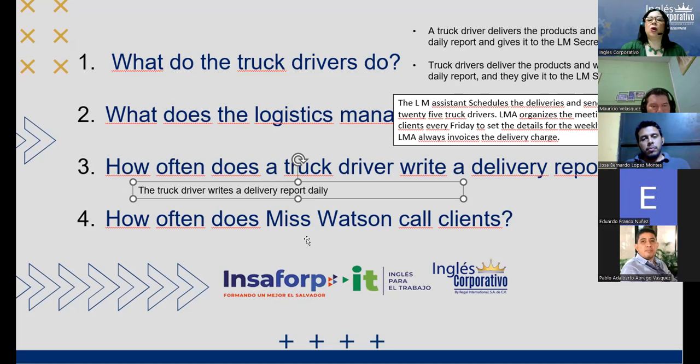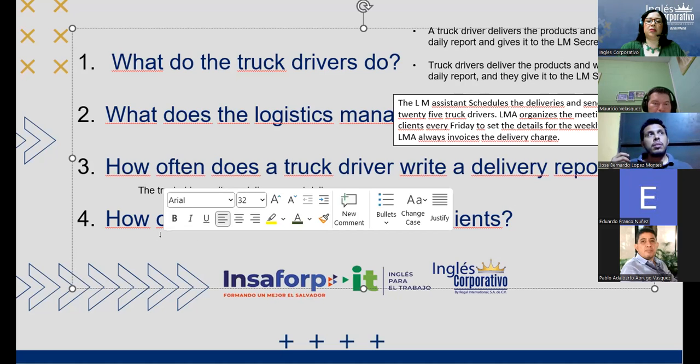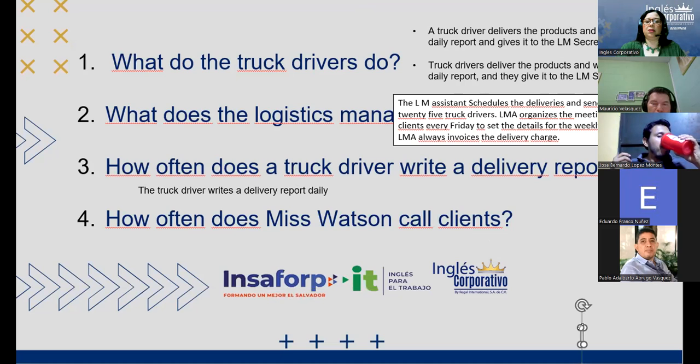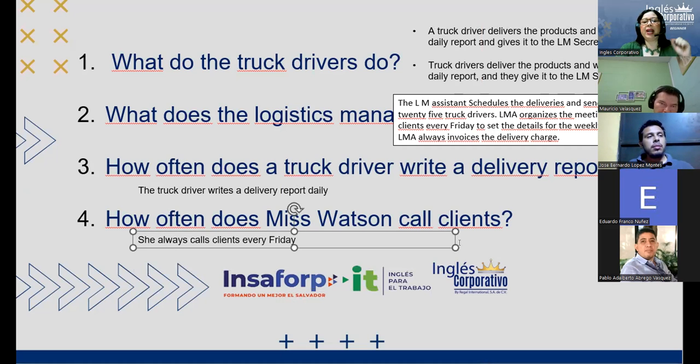Okay, how often does Miss Watson call clients? How often does Miss Watson call clients? Every Friday. Every Friday, okay? Hagámoslo una oración. She also calls clients every Friday. Also, también. Or always. Always. Call, sería calls. Clients every Friday. There you go.